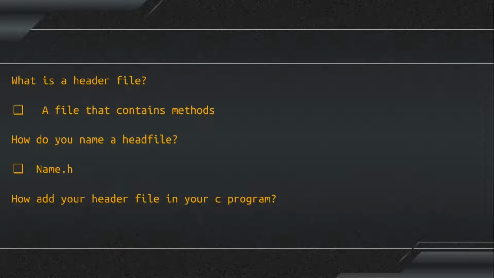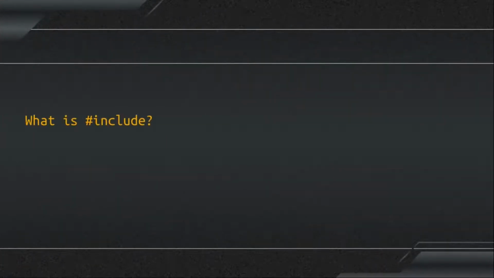The other question is how do you add this header file in your C program, so that when your compiler compiles your code and you access methods defined in your header file, it will know? You use #include and then the name of your header file. But first, what is include? It is just a preprocessor directive which gets to be ran.